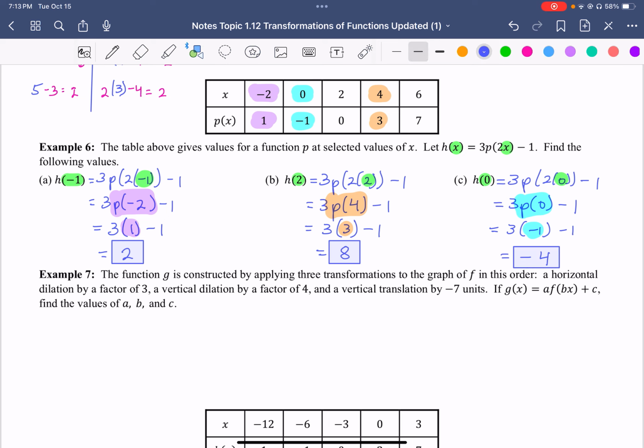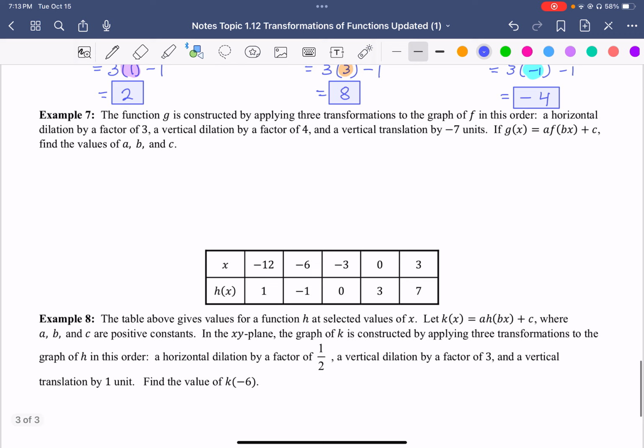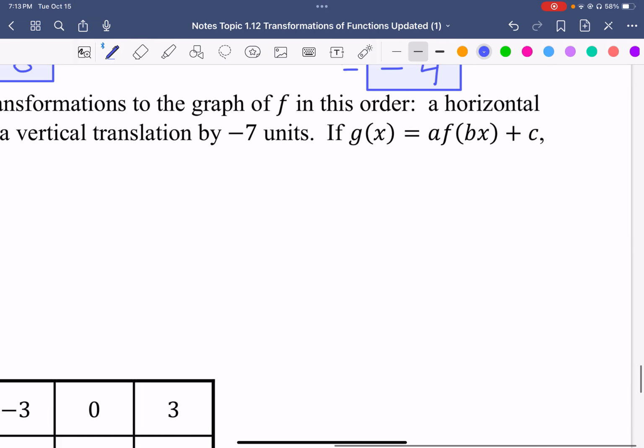Okay. All right, let's go on to example 7. The function g is constructed by applying 3 transformations to the graph of f in this order. A horizontal dilation by a factor of 3, a vertical dilation by a factor of 4, and a vertical translation by negative 7 units. If g of x equals a times f of bx plus c, find the values of a, b, and c.